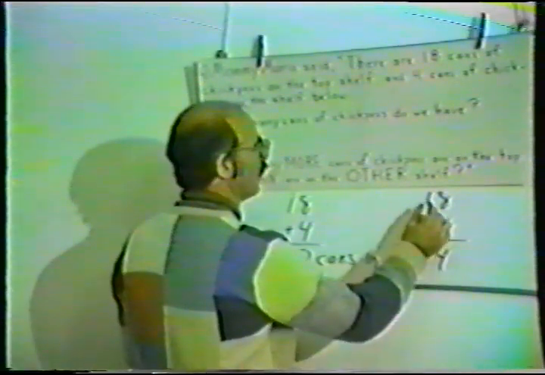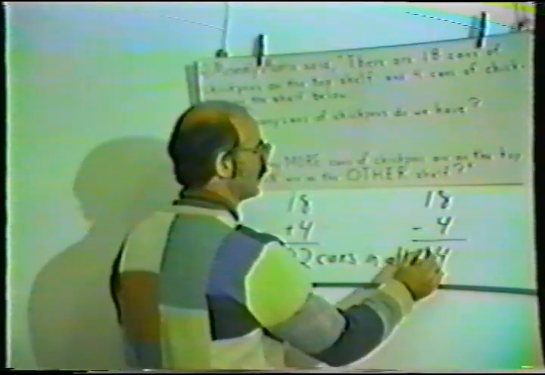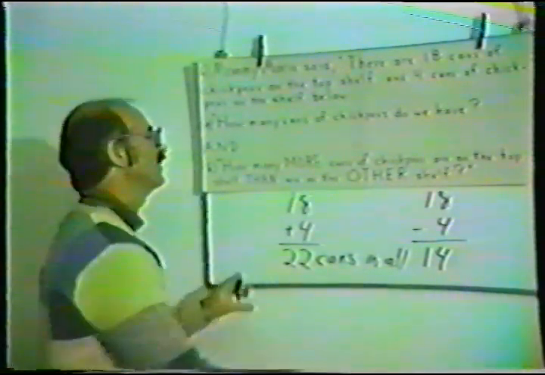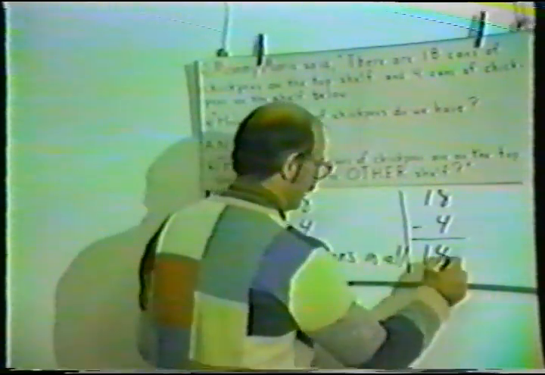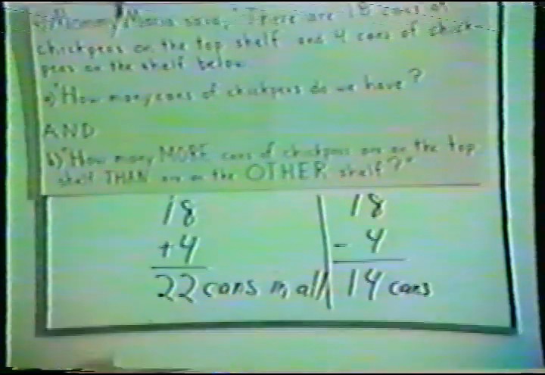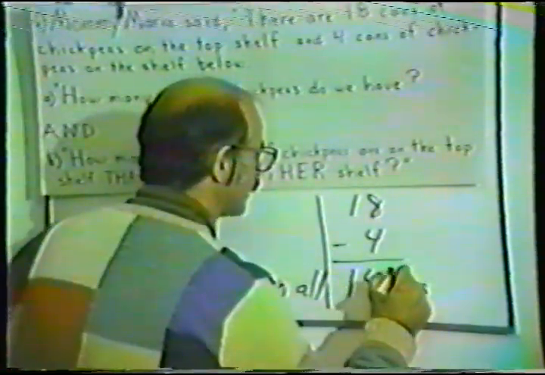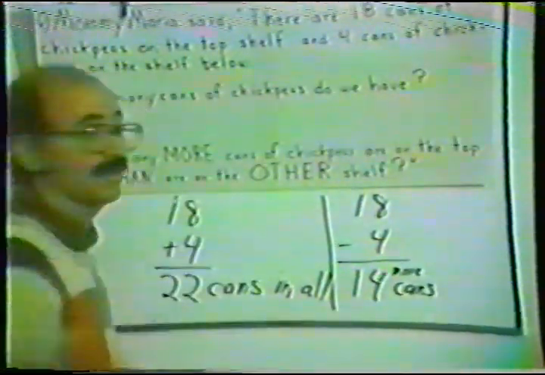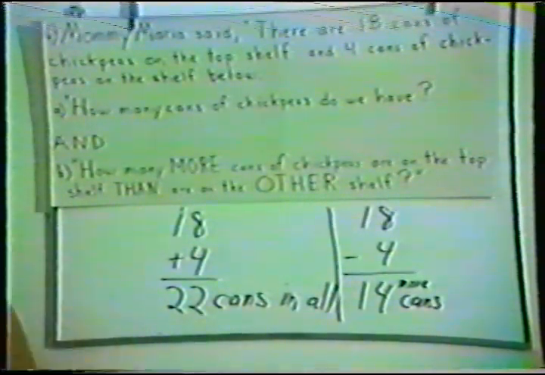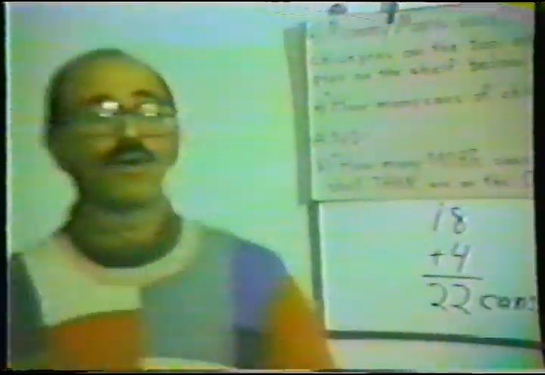4. 1 take away 0 is? 1. 14. 14 what? Cans. 14 cans. And you might say 14 more cans to make it really clear what you were doing. So now we should be able to tell when we should add or when we should subtract.